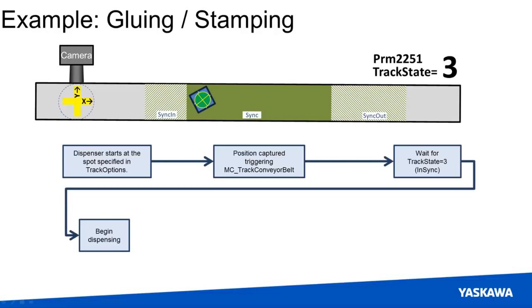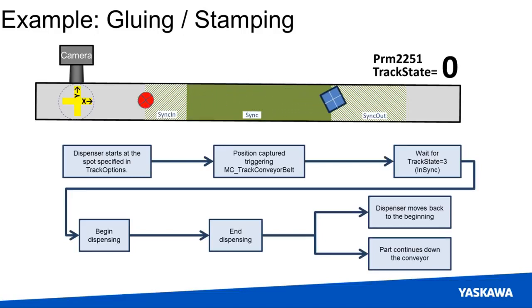That does not break the relationship. So they're still tracking together while it's pouring out that glue. At the end of that process, however long it takes to dispense that glue, we can stop the dispensing and do an MCS move back to the beginning while the part continues to move down the conveyor.